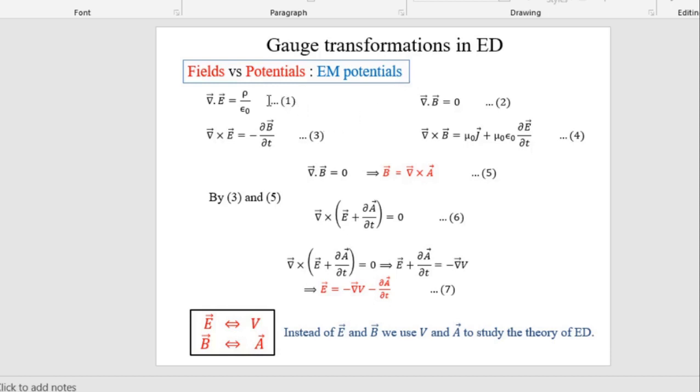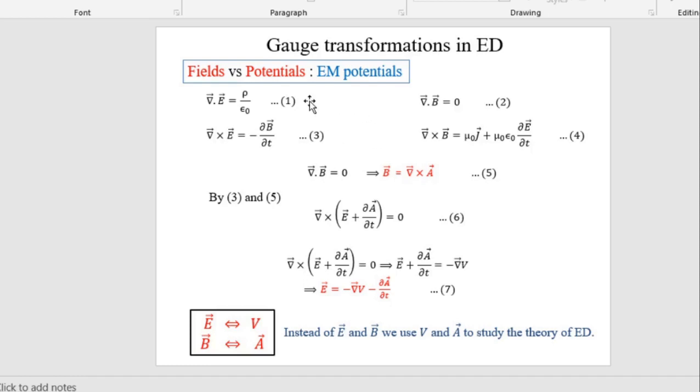We will start from Maxwell's equations, or in other words we will start with the fields, electric field E and magnetic field B, as these equations involve these fields E and B. Then we will define the electromagnetic potentials.